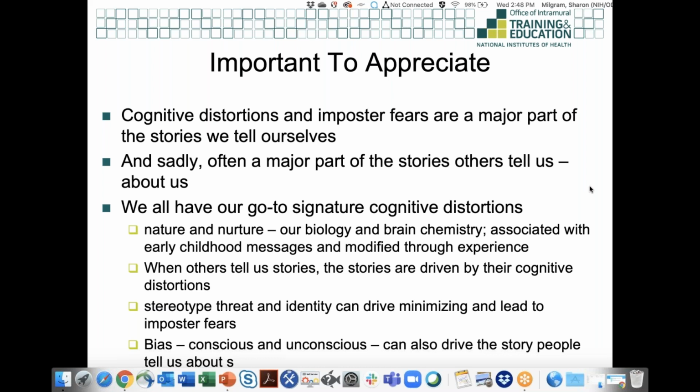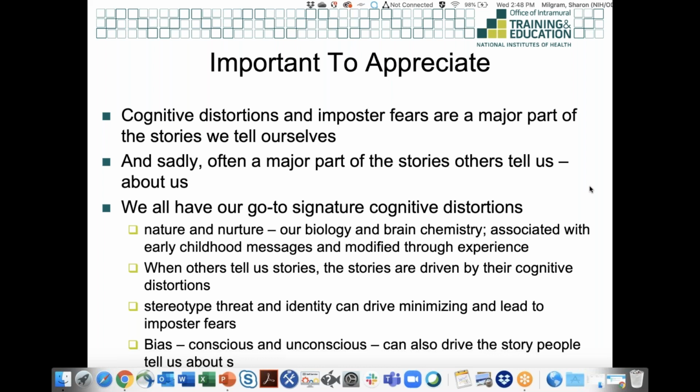That list that I gave you is not a complete list anyway, but none of you likely saw all 6 of them and said, oh, I do that one all the time. We all sort of have our go-to cognitive distortions. And this is likely a question of both nature and nurture, meaning our biology and brain chemistry plays some role in this, but our cognitive distortions are also associated with early childhood messages and modified by experiences throughout.